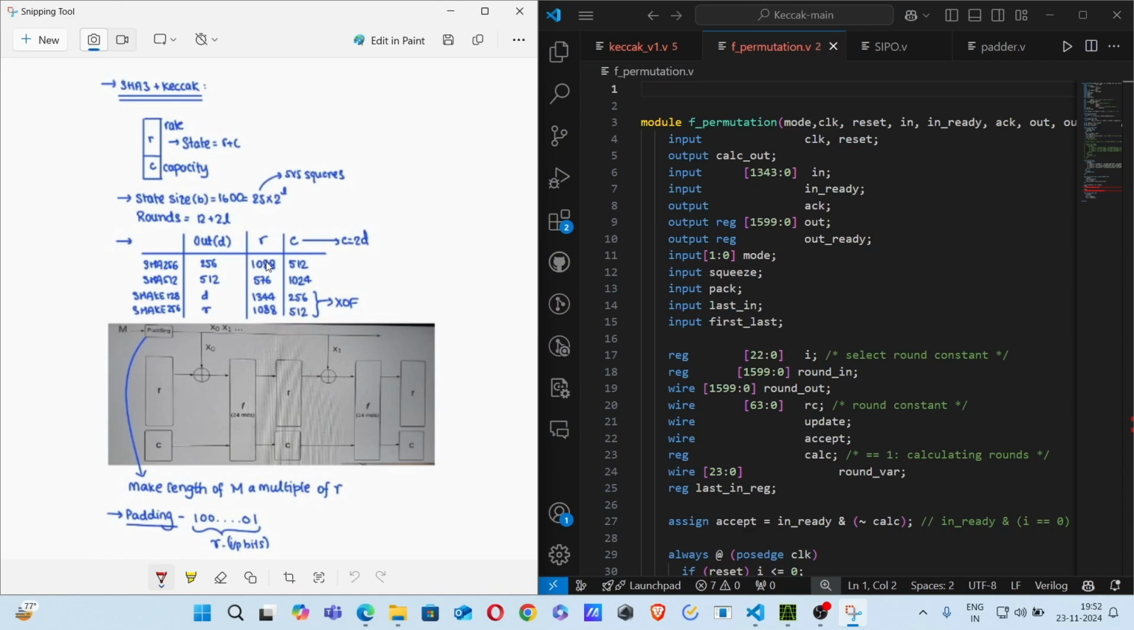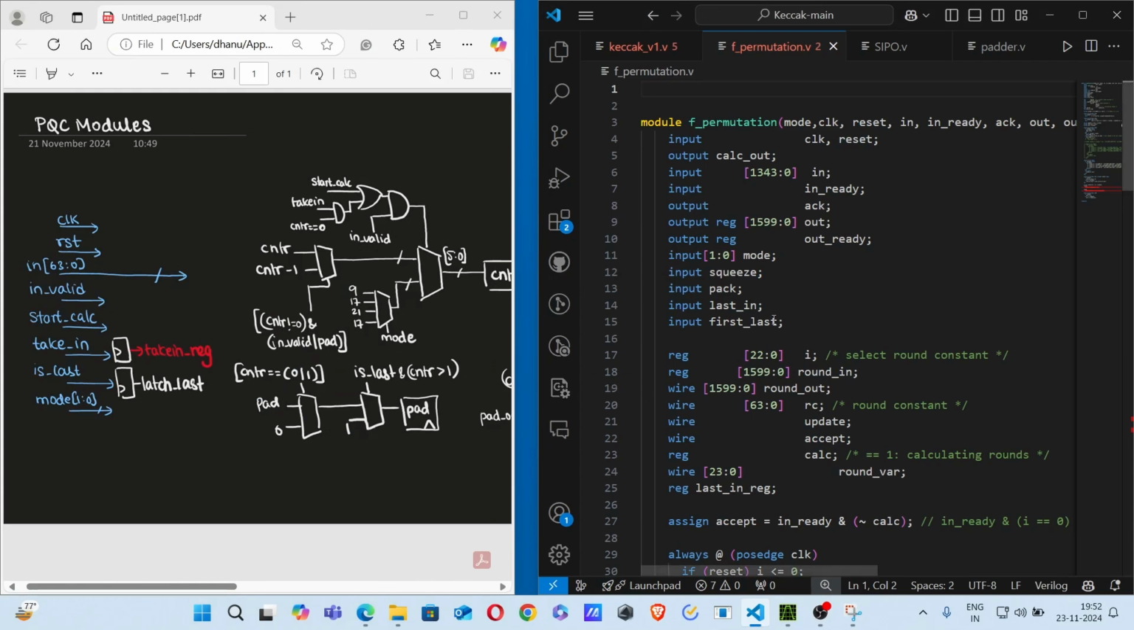Suppose the inputs are not multiples of this R, that is, there are not enough inputs to be a multiple of R. Then that's where the padder module comes into the picture. Its task is to put out a 1 followed by zeros and then a 1 for the remaining number of bits to make the input a multiple of R. Now that we have seen this, let's get into the module.